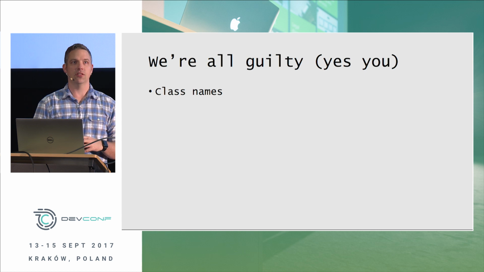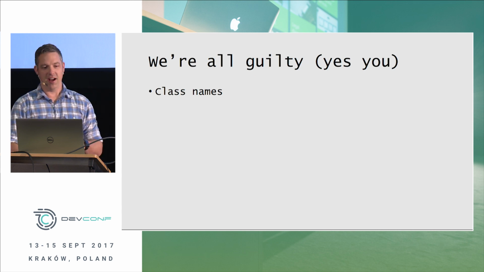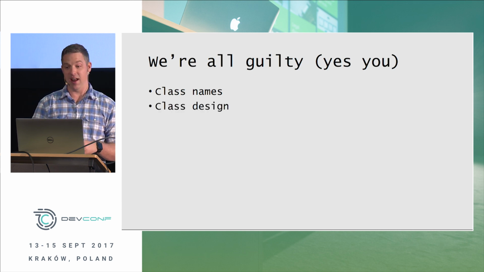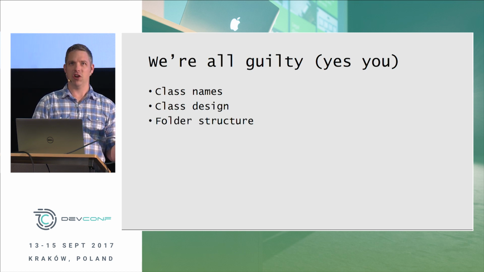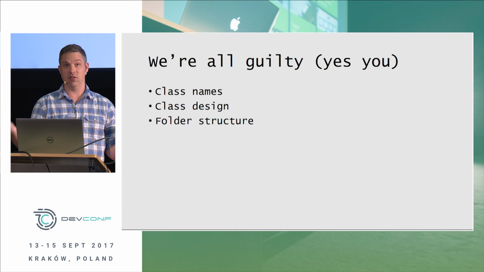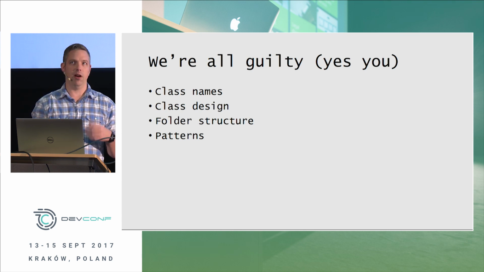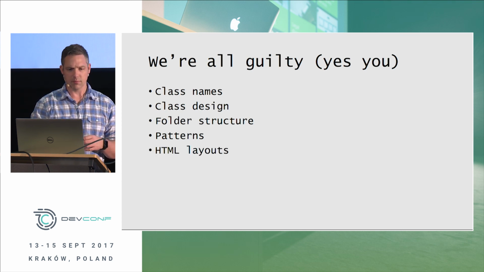Things like class names. Have you had meetings where you have to decide a class name? Yes. Class design, member naming, folder structure. Like, do you have to decide between infrastructure and services? Maybe you have two folders like that. Do you have separate projects for those? These are the kind of things that we talk about. Different patterns, of course. We argue about what patterns are the right ones to use.